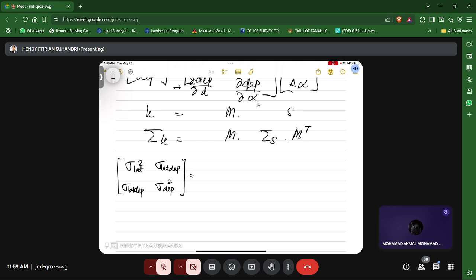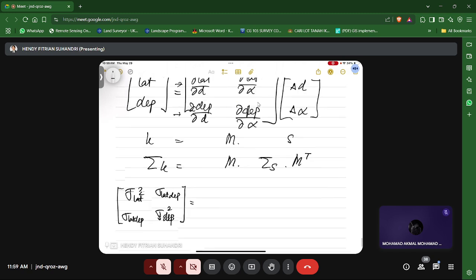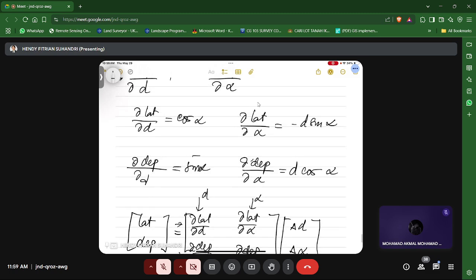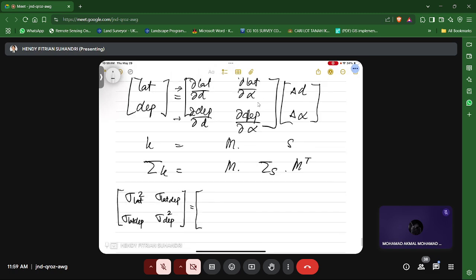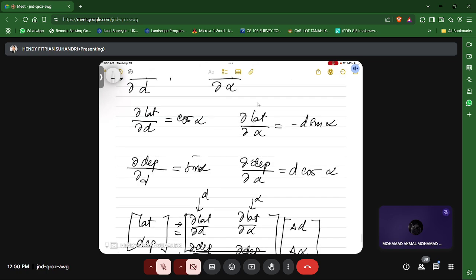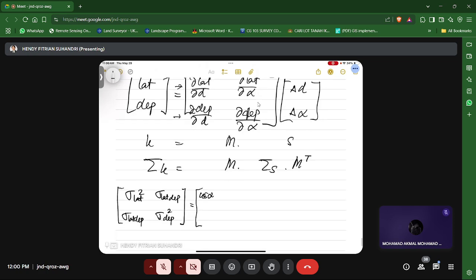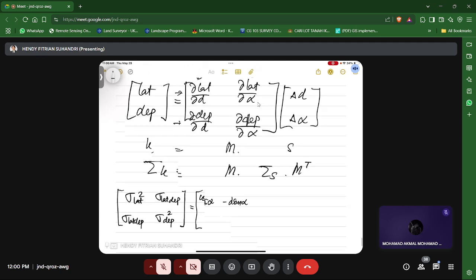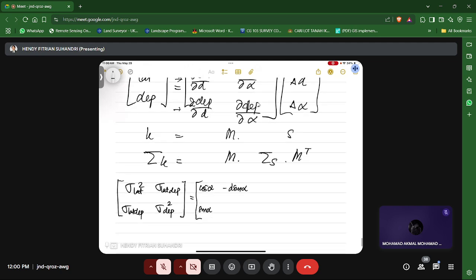Okey, itu menyatakan covariance. M apa tadi? Adalah partial derivative. Apa partial derivative dia? Latitude dp. Apa dia tu? Ni cosine alpha. Di sini negatif D sin alpha. Bawah ni sin alpha and positive D cos alpha. Ini M kita. Apa sigma S?